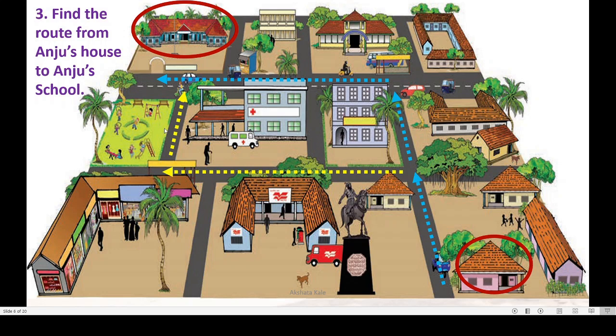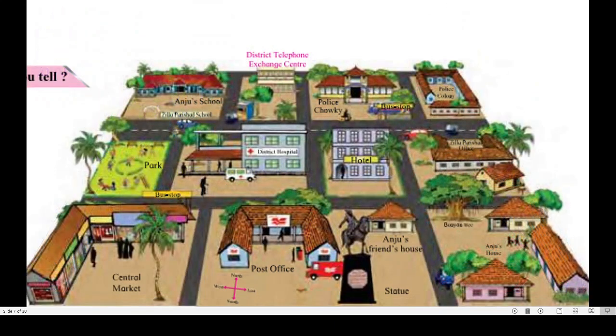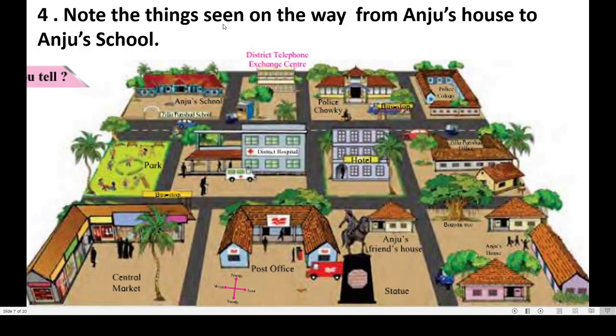There are two routes. Correct? Okay. This is the answer for the third question. Now the fourth question: note the things seen on the way from Anju's house to Anju's school. Here so many things are there. Can you see? She sometimes uses the first route like this.